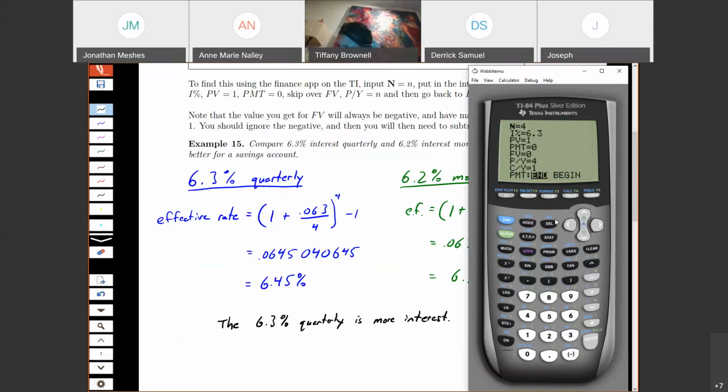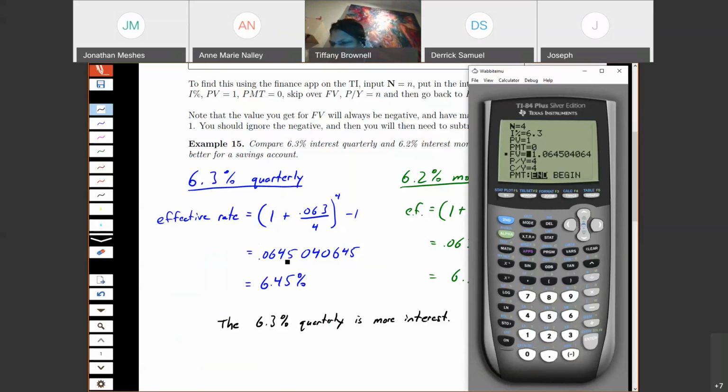Okay, and the payments per year is 4. So then what I end up with is $1.0645. If I just subtract off the dollar I started with, it gives me the percentage increase. So if I want to use my calculator to do this, when I look at my final value, I have to take away a 1 from that final value. And that'll give me my interest, right?